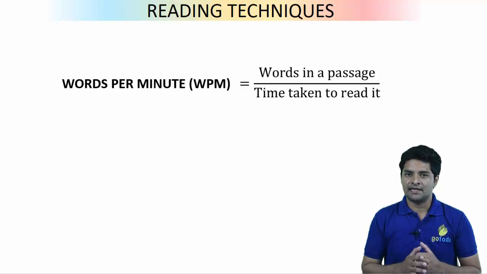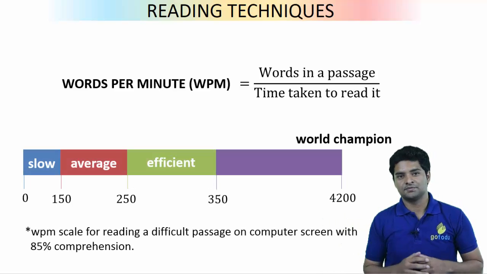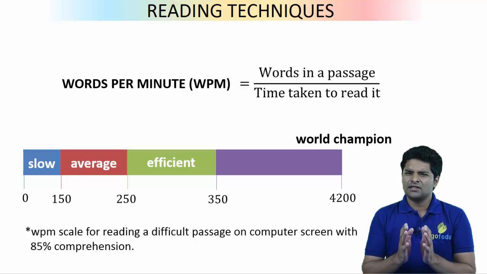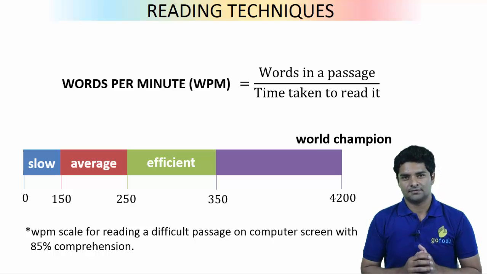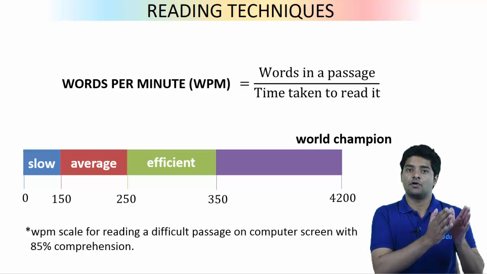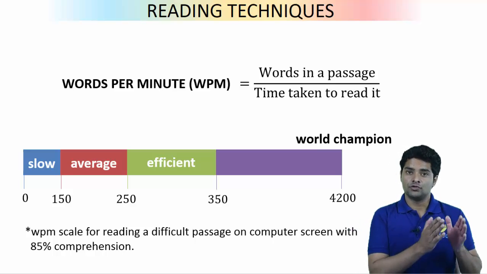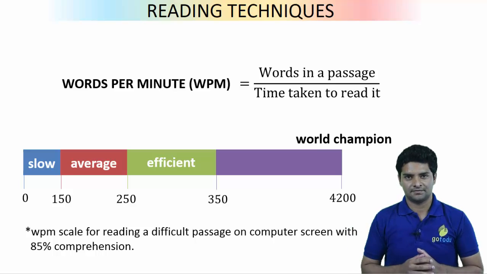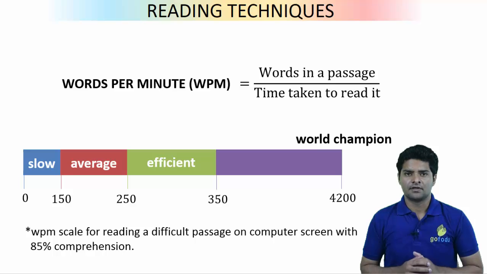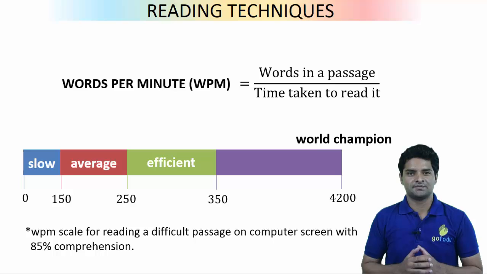A generalized scale based on the readers and their speed can be derived as shown. If your WPM is less than 150, you can term yourself as slow reader. An average reader would have words per minute in range of 150 to 250. An efficient reader from 250 to 350. You can practice and judge for yourself where you stand and try and upgrade yourself into next category of readers.